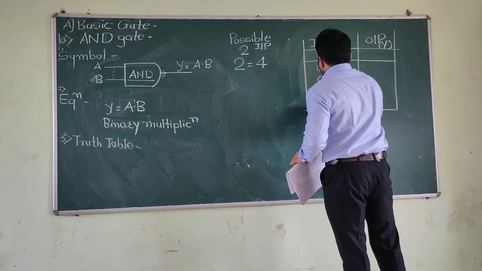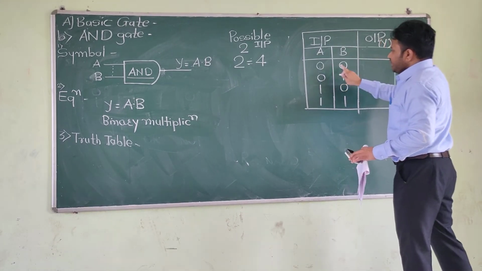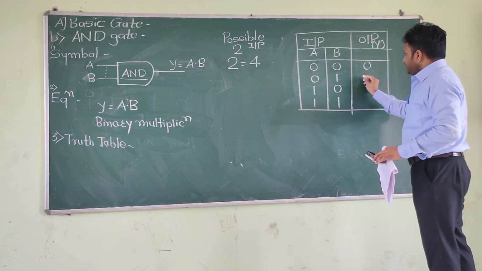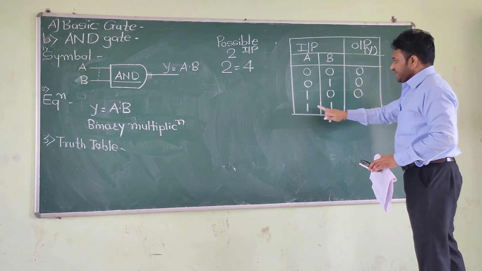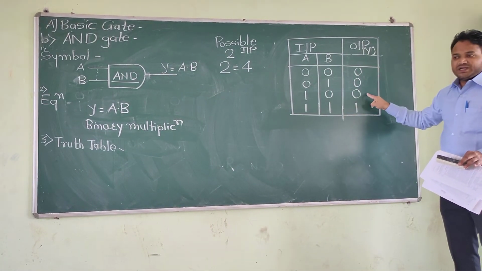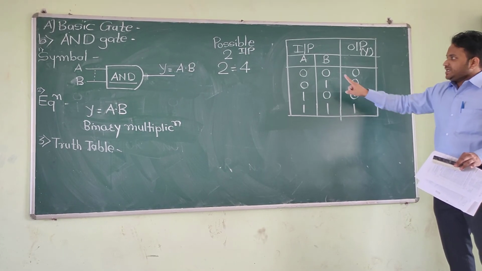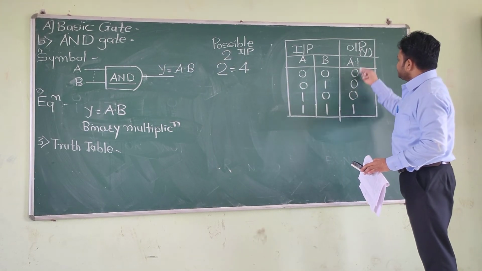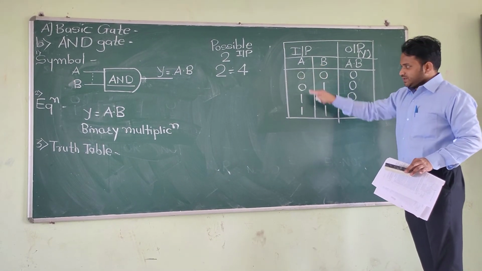For that we have to find the output of the AND gate. So 0 into 0, output will be 0. 0 into 1, output will be 0. 1 into 0, output will be 0. And 1 into 1, output will be 1. So this is nothing but the truth table of AND gate. I think it is very easy to understand. The output is very easy, that is nothing but A into B. It is the multiplication of the given inputs.